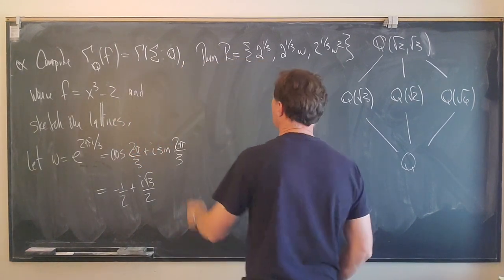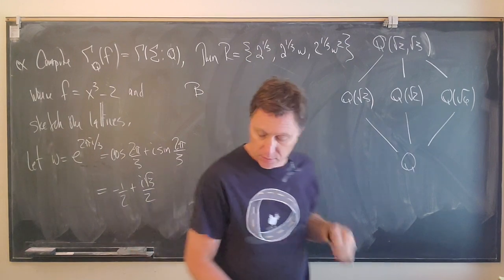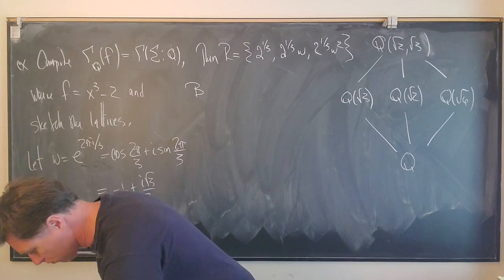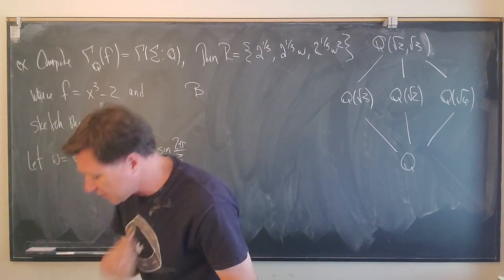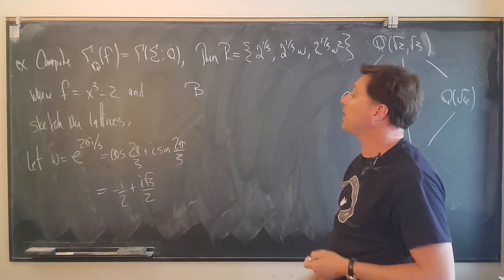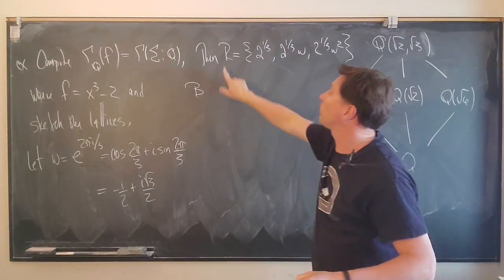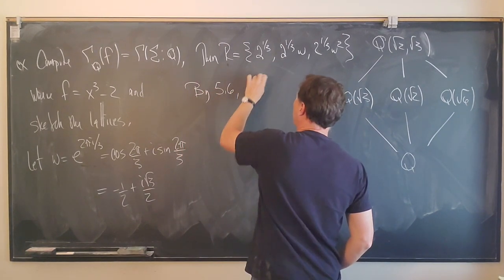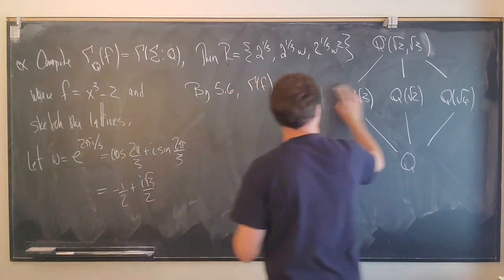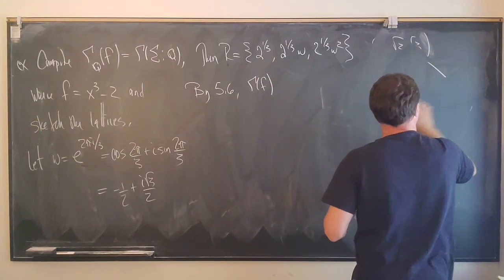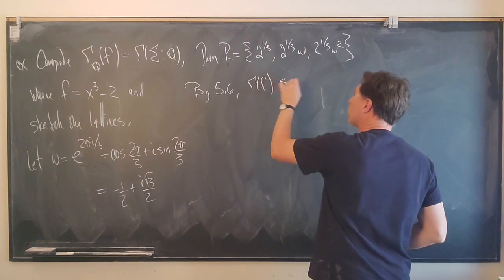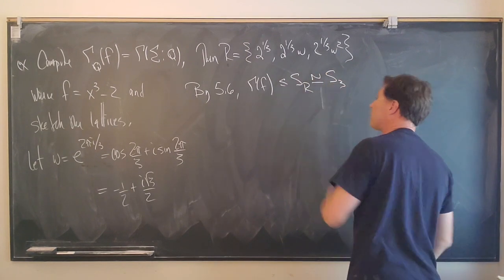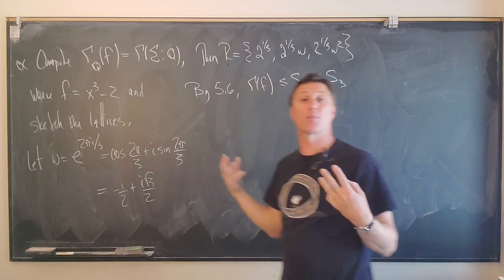Now, one thing we know is that the Galois group of the polynomial is going to be a subgroup of the permutation group of the roots. So by 5.6, Gamma of f is a subgroup of the symmetric group on the set of roots, which we know is isomorphic to S sub 3. So we can think of Gamma of f as a subgroup of S3.